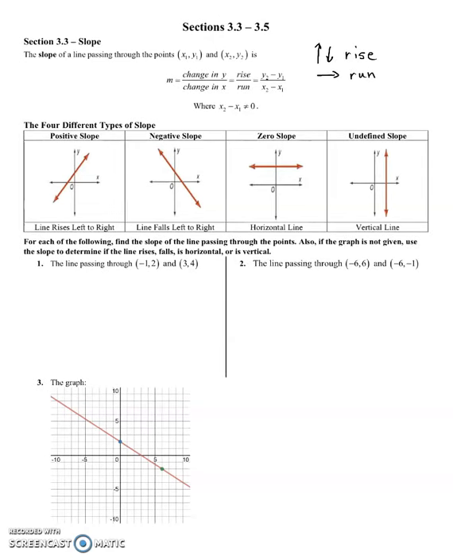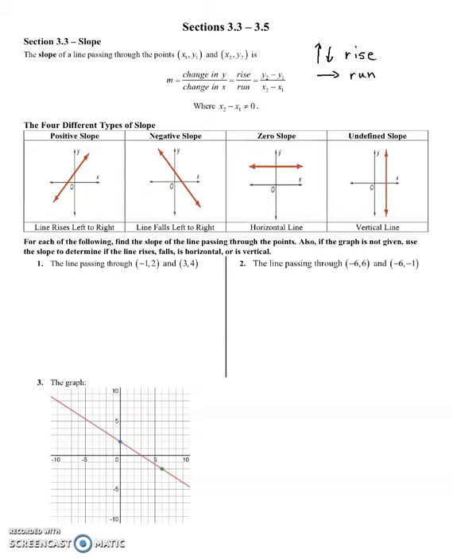So there are 4 different types of slopes, as you can see in these pictures. A positive slope, as we go from left to right, means the line is rising. A negative slope means the line is falling as we move from left to right. A horizontal line has a 0 slope, and a vertical line has an undefined slope, and we'll talk about why that is more in a little bit.